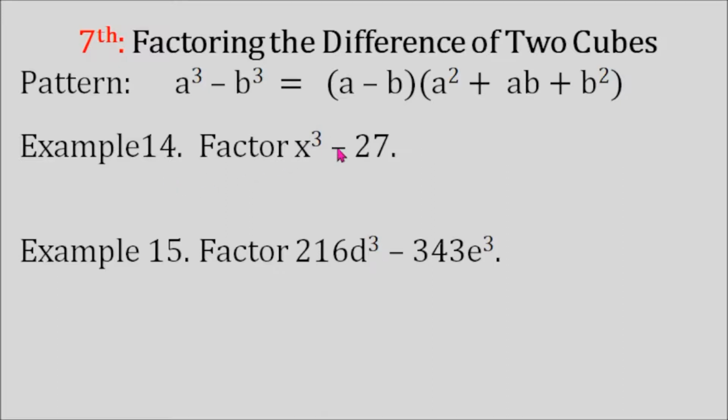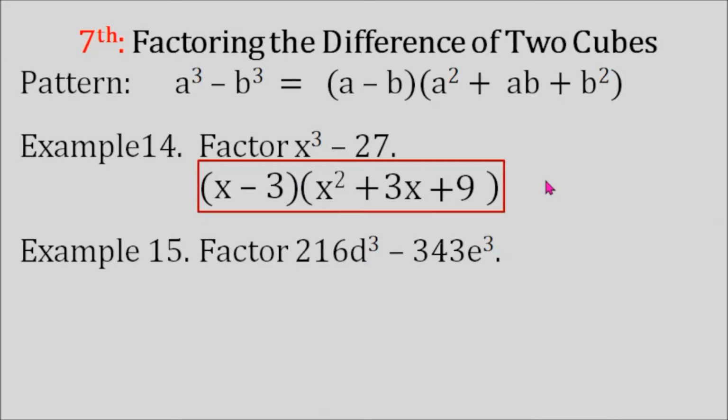So factor x cubed minus 27. The cube root of x cubed is x. The cube root of negative 27 is negative 3. So our binomial factor is x minus 3. For our trinomial factor, x times x, that's x squared. Then x times negative 3, that's negative 3x. Because it's negative 3x, we'll make it plus 3x. Then our last term here is the square of negative 3. So negative 3 squared is positive 9. So these are the factors: the quantity x minus 3 times the quantity x squared plus 3x plus 9.